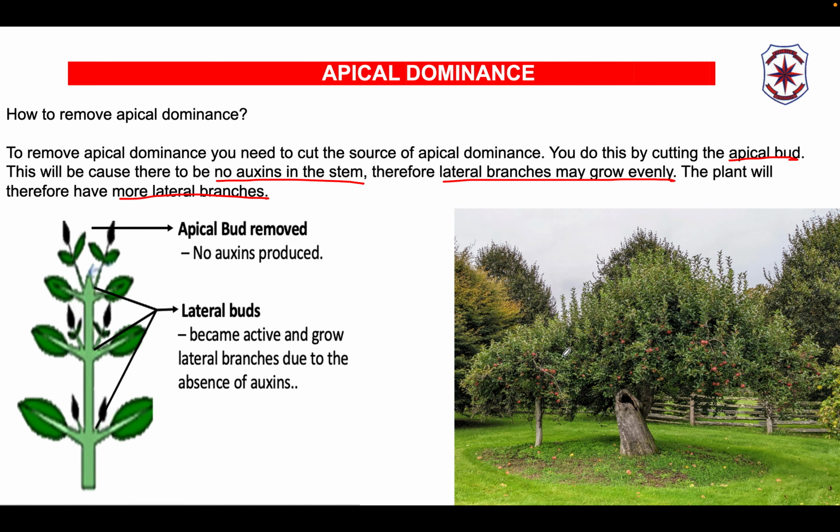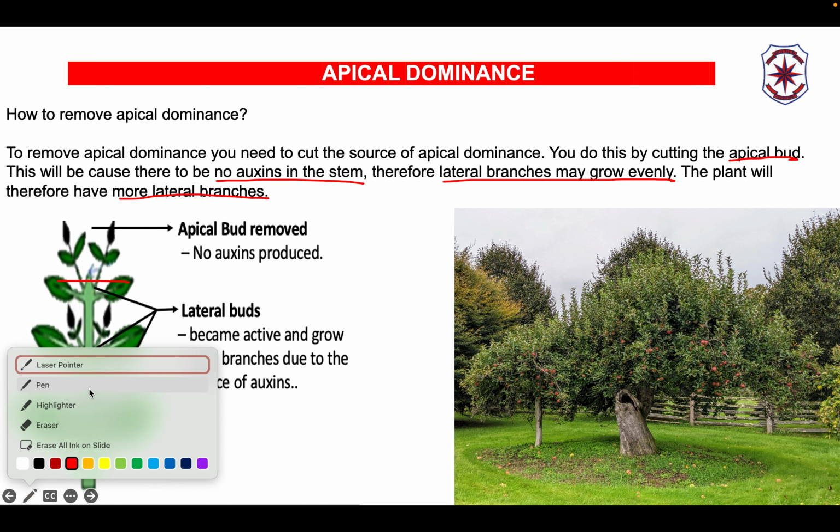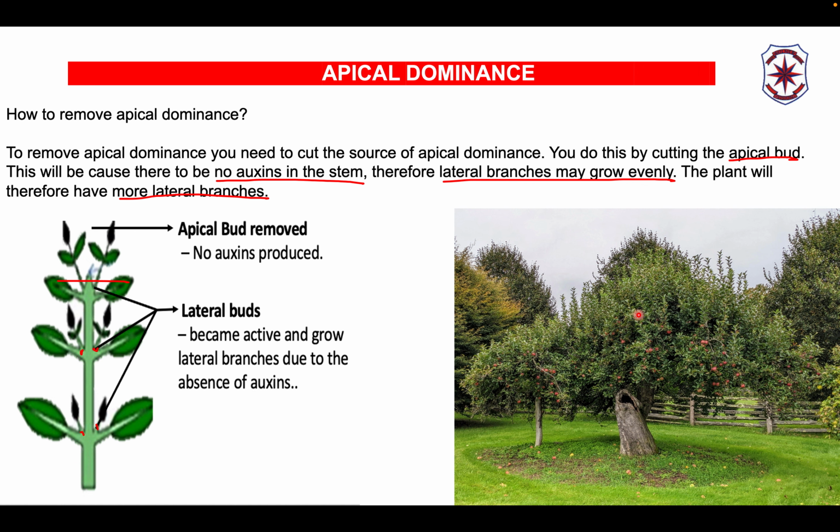Why? Let's look at this tree. So we said that we cut the apical bud. When we cut the apical bud, there will be less auxins. If there are less auxins, then it means the lateral buds will become more active in order to form lateral branches. And if this happens, look at this tree over here. This tree is a fruit tree. As you can see, it is bearing flowers, which later will become fruits.